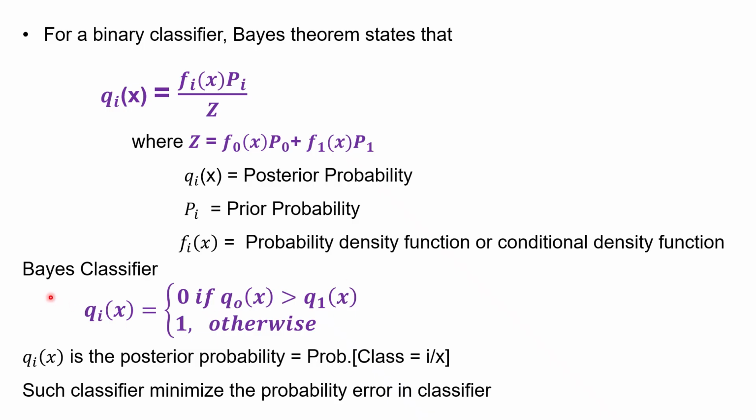So, for a binary classifier, Bayes' theorem can be extended as the Bayes classifier, which is given by: the class is 0 if Q0(x) is greater than Q1(x), and 1 otherwise. Here, Qi(x) is a posterior probability and can be denoted as the probability of class i given x. Such a classifier minimizes the probability of error in a classification problem.